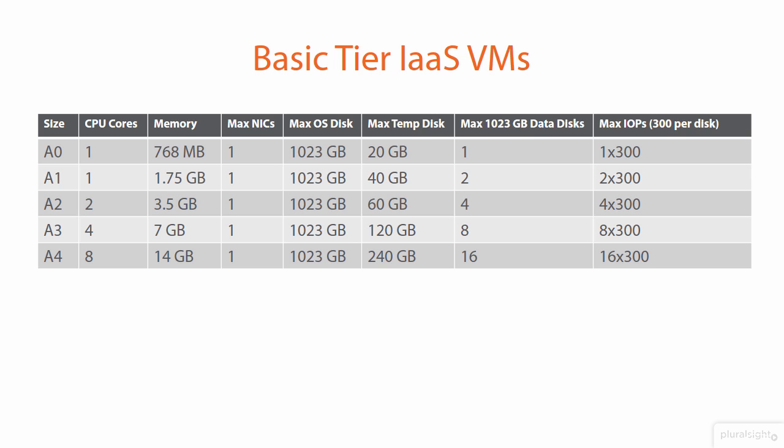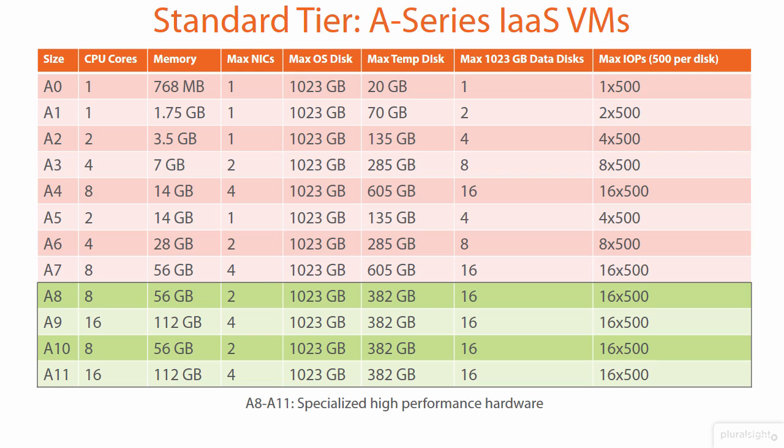You can see here that you've got a maximum temp disk size of 240 gigabytes. You can actually attach to an A4 up to 16 data disks, and you can have actually 8 CPU cores assigned to that VM. But that's just your basic tier. Let's now talk about your standard tier.